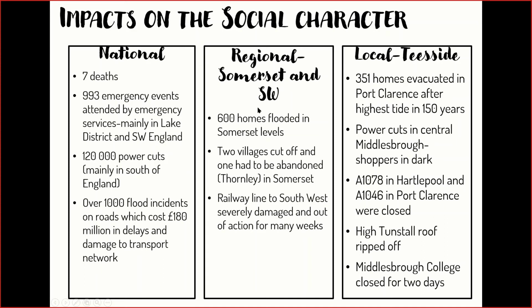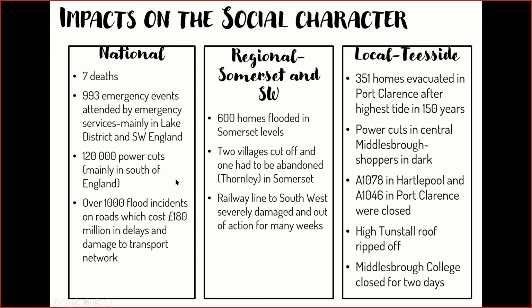Regionally then, more homes flooded. It destroyed their Christmas presents a lot of the time. Villages were cut off, abandoned in some cases. Railway lines were severely damaged. People couldn't get around, as we've already mentioned. And nationally, we did have 7 deaths, a lot of these on the road. 993 emergency events, largely in the northwest and southwest, with people getting trapped and stranded.